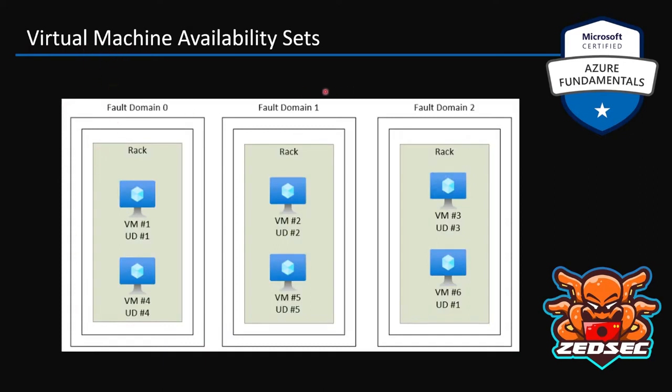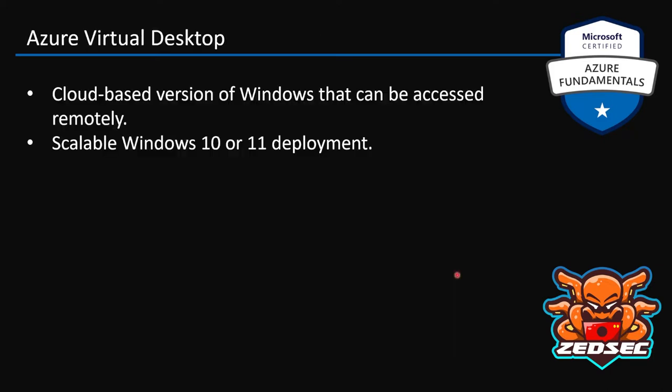So you've got 3 fault domains here, but within that you see there are various update domains. So you've got update domain 1, update domain 2, update domain 3, 4, 5, and 6. But number 6 you see falls back to the first update domain. So we've got fault tolerance here, but we've also got update domains within this. So when these are updated, VM1 and VM6 are in the same update domain, so they'll go down at the same time to be updated. It's pretty cool.